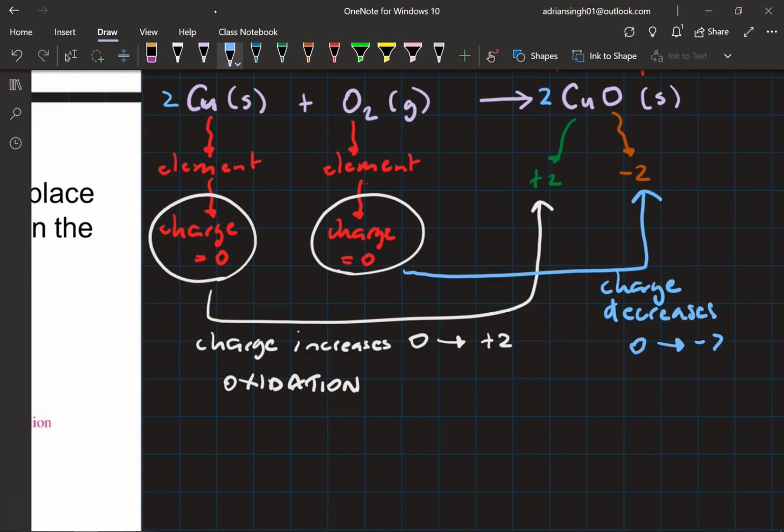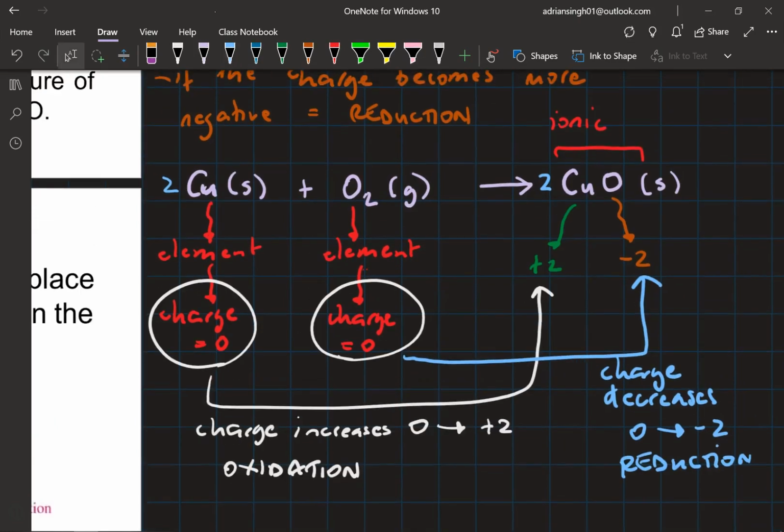It goes from 0 to -2. So we say the oxygen then is becoming reduced. It's undergoing reduction. All right, so we can look at a reaction. We can identify the charges on the reactants and the products and see how they change, whether they're increasing or decreasing. And we can then assign whether that thing is undergoing oxidation or whether it's undergoing reduction.